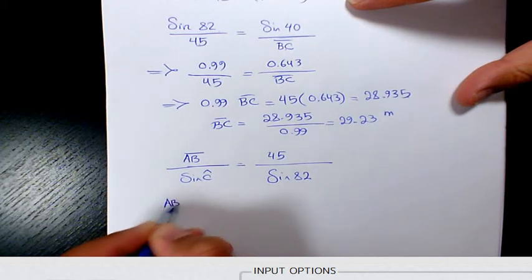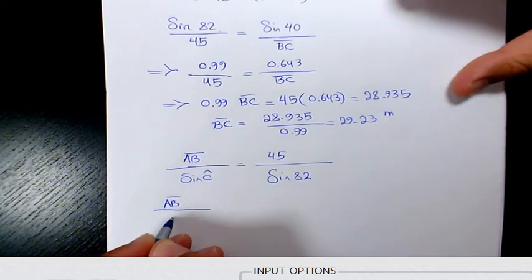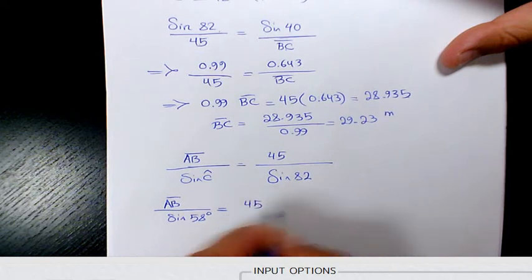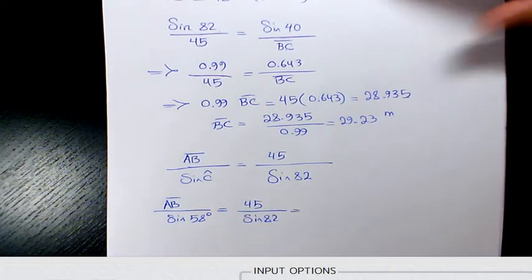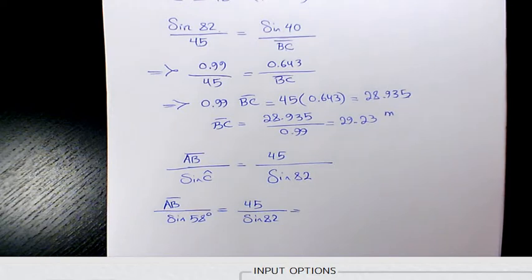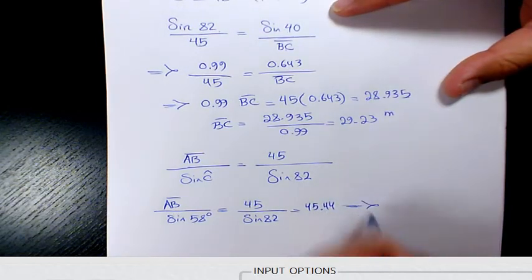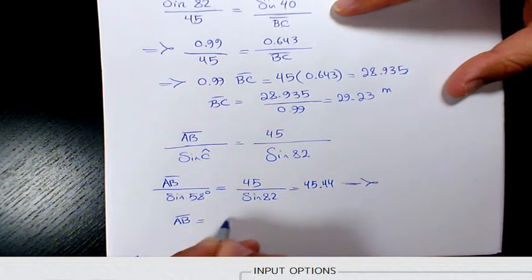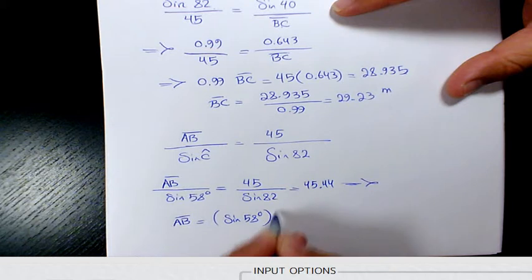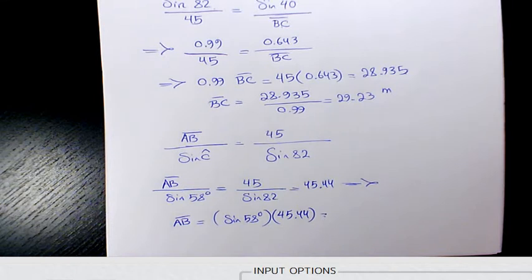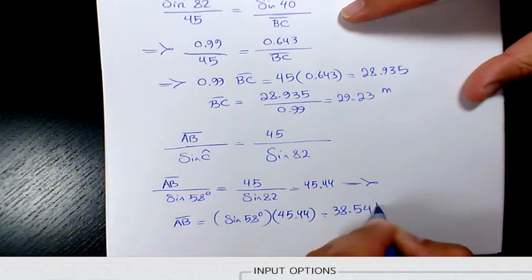So it's going to be AB sine C, which is 58 degrees, equals to 45 divided by sine 82. 45 divided by sine 82 is 45.44. Therefore, AB will be sine 58 degrees multiplied by 45.44. It's going to be 38.54 meters.